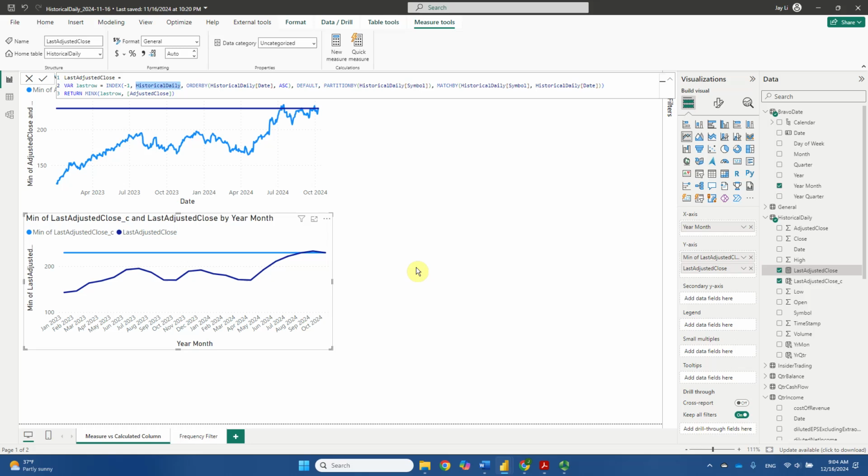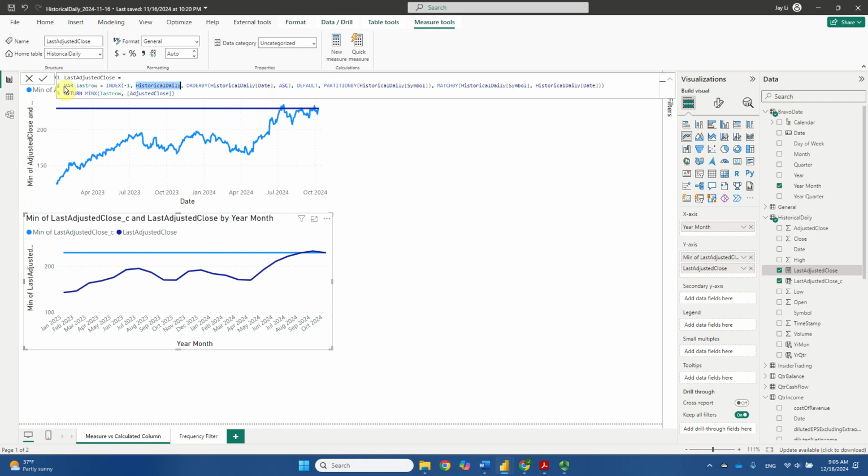But for each visual, there's going to be a particular data point. When we look at one particular data point, this data point is going to serve as a filter. For example, if we are looking at this point, which is May 2023, this particular data period, May 2023, is going to serve as a filter to affect how this measure processes this historical daily data set.